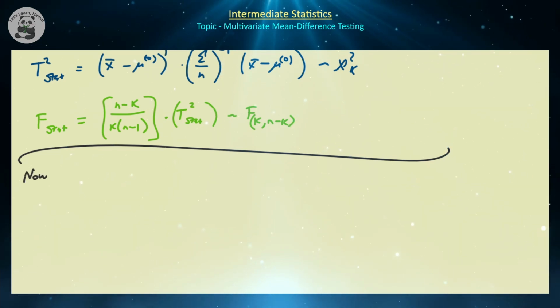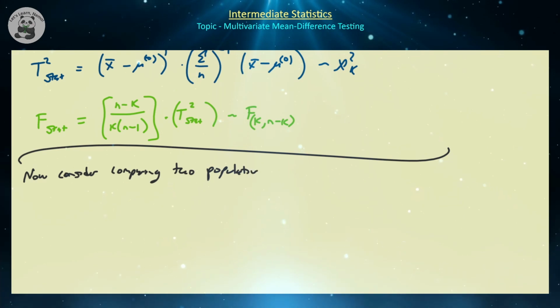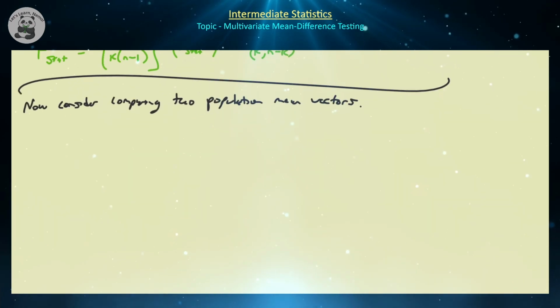Now we're going to consider our new problem. So now consider comparing two population mean vectors. So what exactly does this look like?